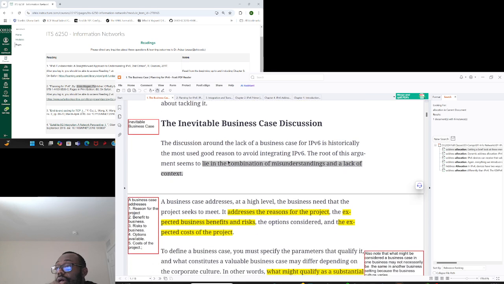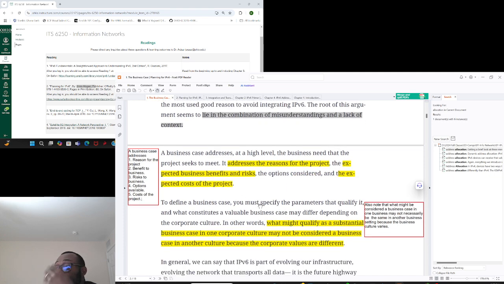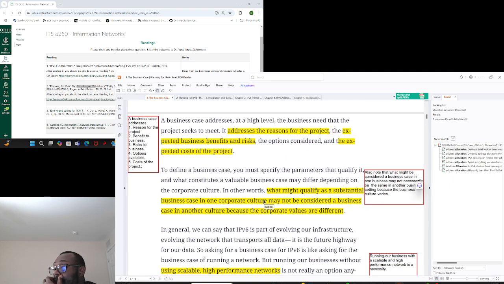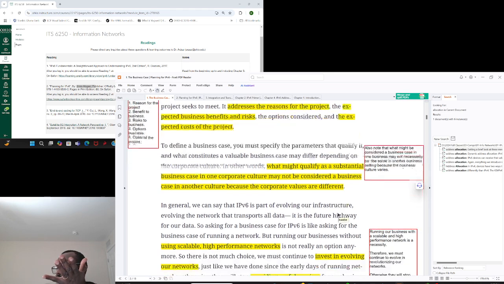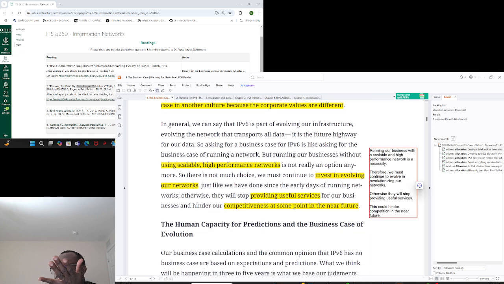And then here it's talking about that generally when we talk about a business case, we are looking at the benefits or the risks to the business, in terms of cost and then in terms of the benefits, right? And what might qualify as a substantial case in one corporate environment may not necessarily in another. So we're just giving you an overview of what goes into developing a business case.